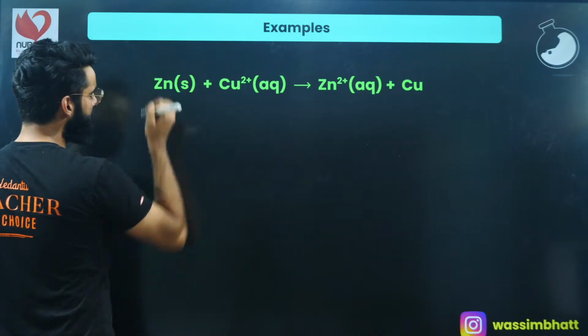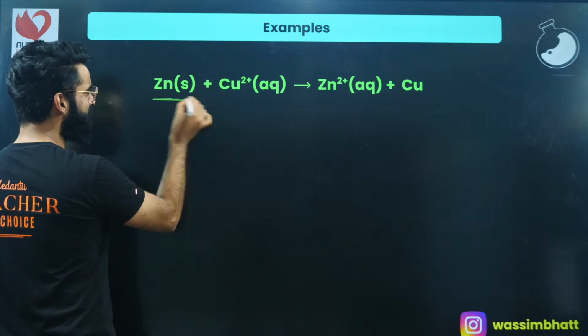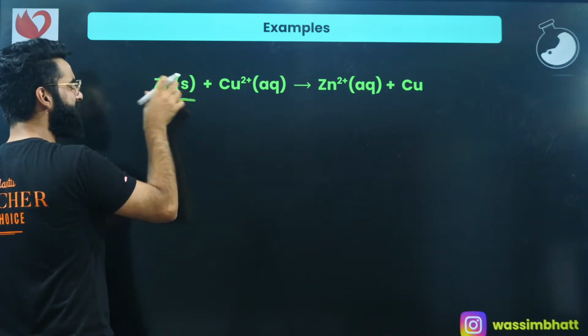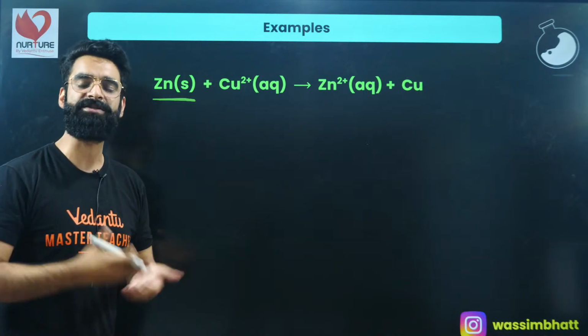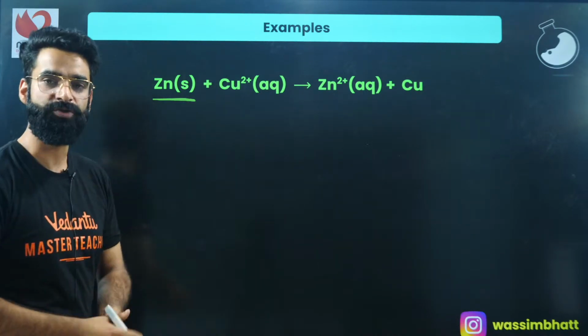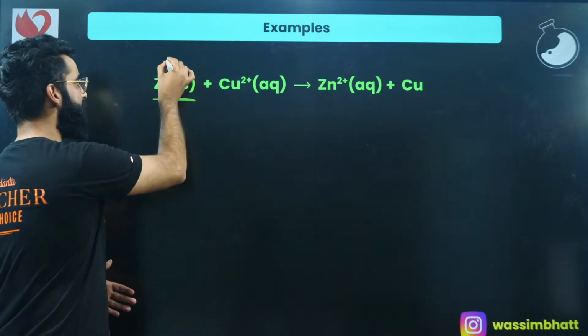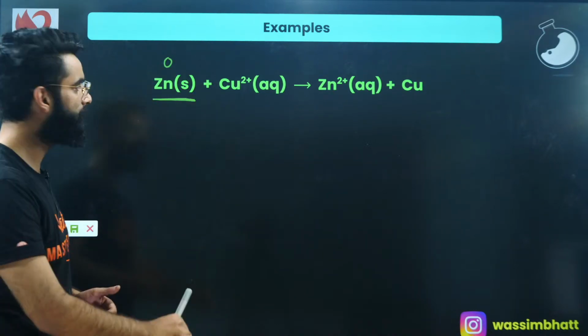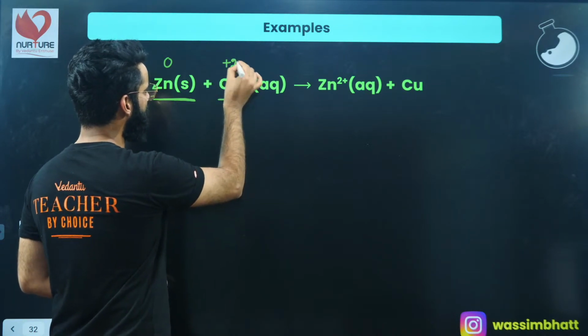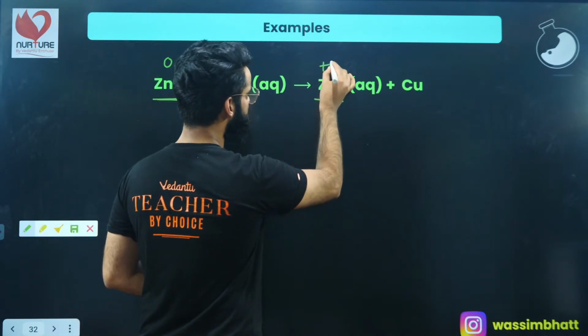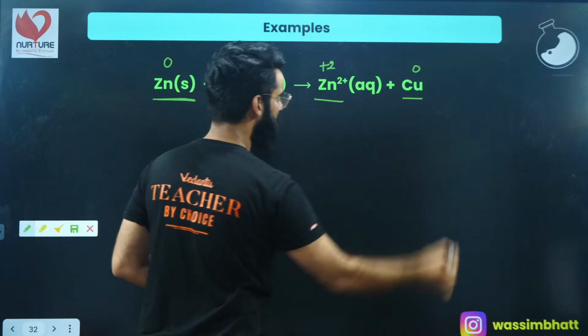All right, so we will have a look properly. Is there any charge on zinc? Zinc is present in its standard form, and we know when an element is present in its standard form, its oxidation state is taken to be 0. So zinc is going to have 0 oxidation state here. Similarly, there is a charge of plus 2 on this copper, so plus 2 is the oxidation state of copper. Over here, plus 2 oxidation state of zinc. Right here, 0 oxidation state of copper.